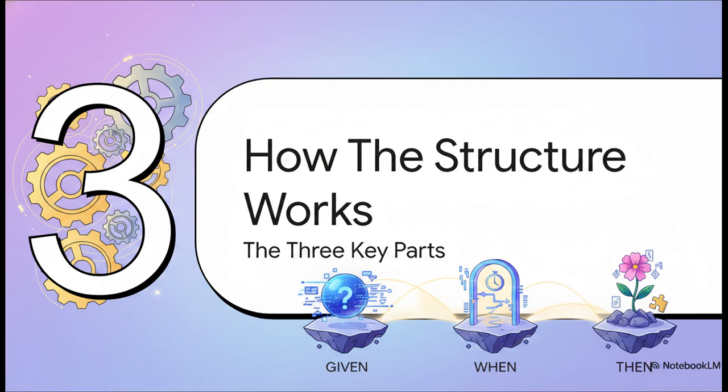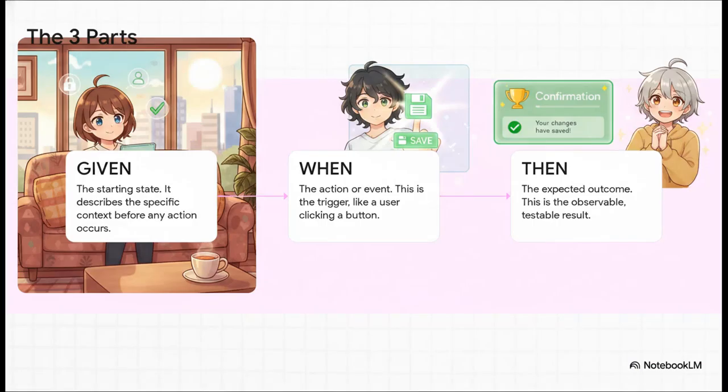So how does it actually work? Well, the real magic here is in its beautiful simplicity. It's made up of just 3 parts, and each one has a very clear, very important job to do. First, you've got given. This sets the stage. It describes the world before anything actually happens. Like given a user is logged into their account. Then you have when. This is the action, the event, the trigger. When the user clicks the save button. And finally, you have then. This is the crucial part, the observable outcome. What should change? What should we actually see happen? Then a confirmation message pops up. Given, when, then. Context, action, and outcome.